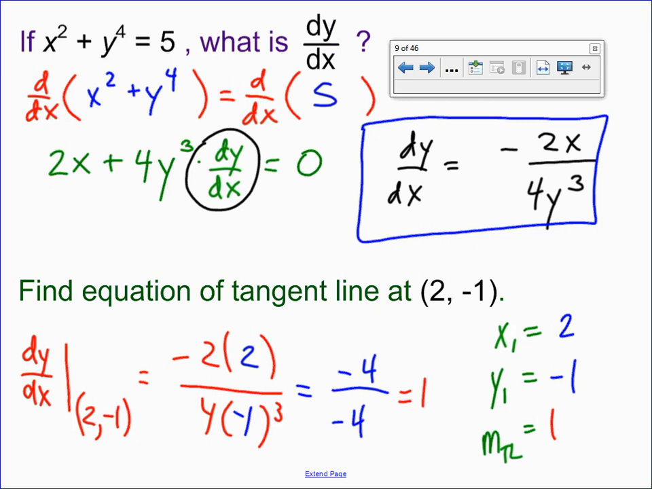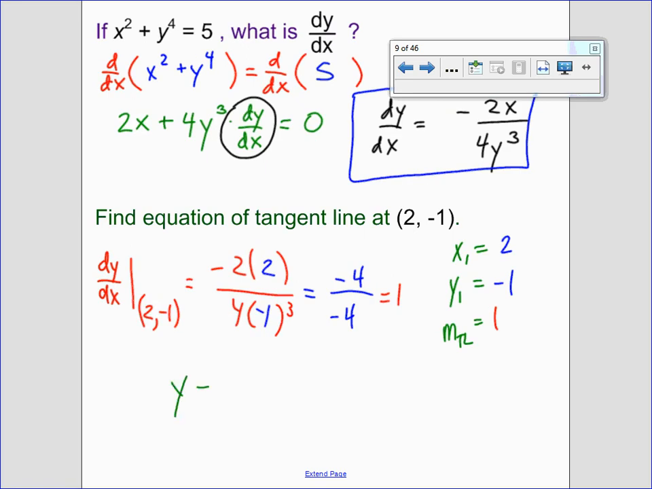How do I do with the signs? All right? Awesome. So what do we need to do? We'll just do our y minus y sub 1. So y plus 1 equals m, my slope, times quantity x minus 2. And if everyone wanted to solve for slope-intercept form, we could do y equals x, and then minus 2 minus 1 is minus 3, is that right? y equals x minus 3? Okay. So let's go ahead and check and see.